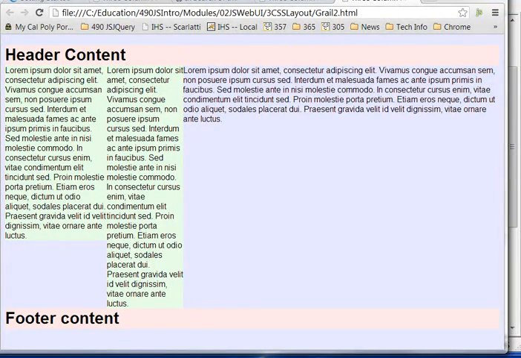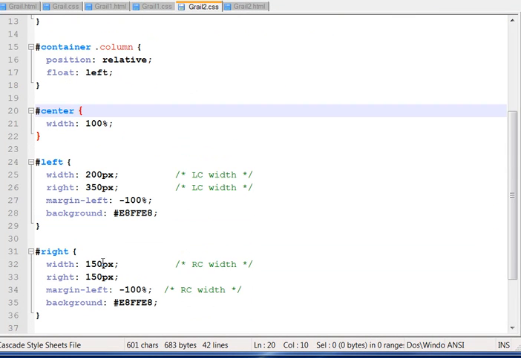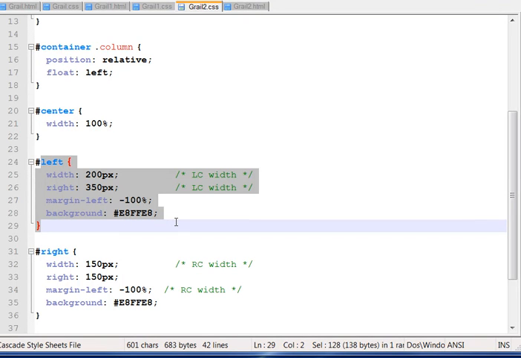I did this by adjusting the left style so that the right shift was 350 pixels instead. The margin left, I'm sorry, remains negative 100% to get the left column first aligned with the left edge of the center column, as before. And then we apply a further shift of 350 pixels.